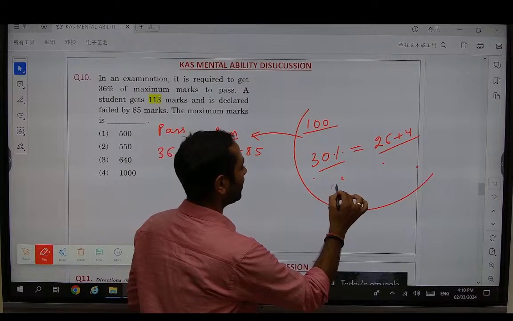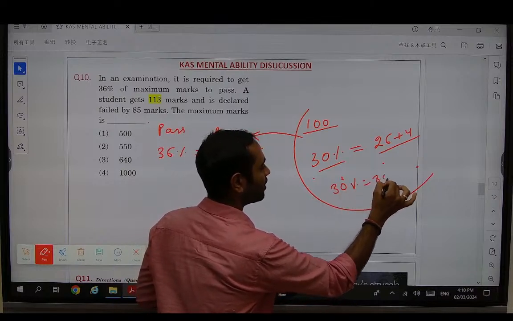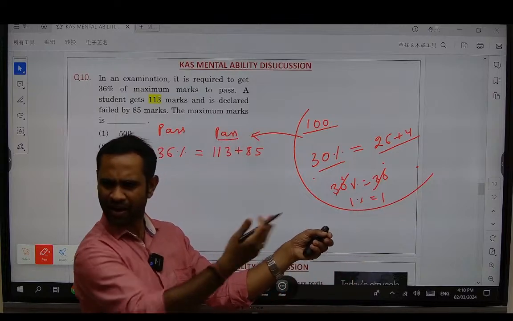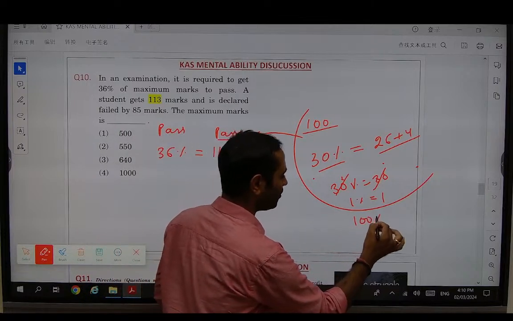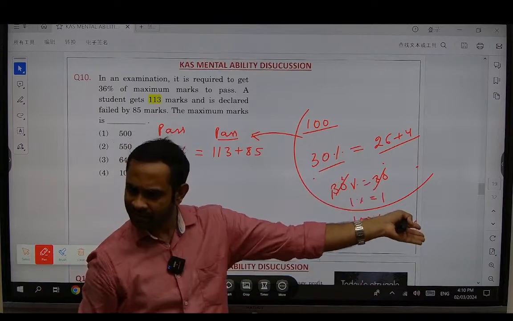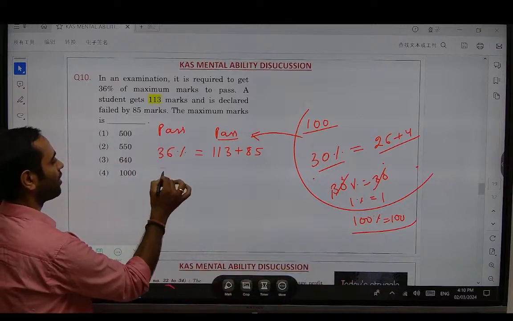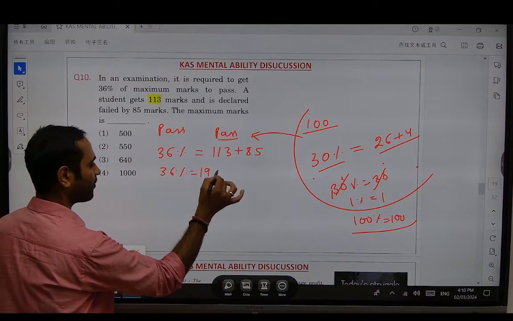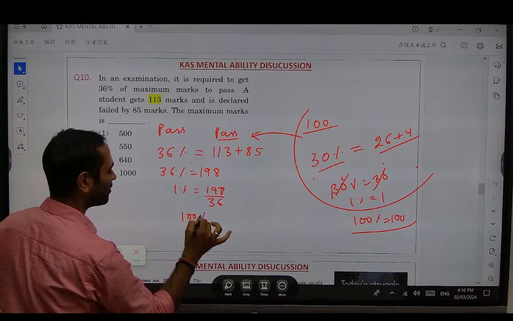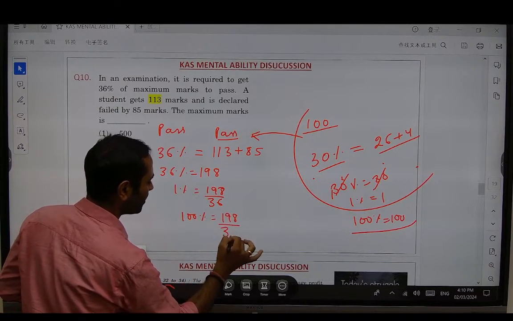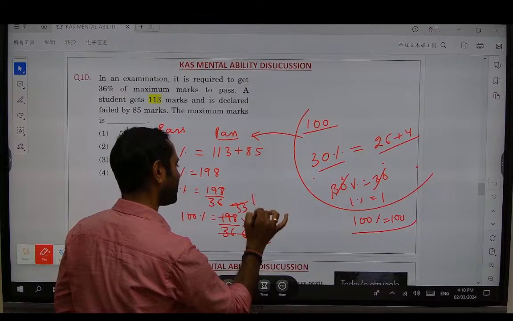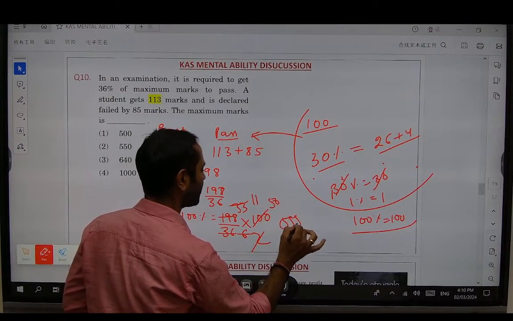Okay. Now here you see 30% is equal to 30. So 1% will be equal to what? 1. Now if I want to calculate 100%, multiply 100 on both sides. So 100% will be equal to 100. We are just trying to understand that I could have proceeded like this. If here like this, then why not here? So 36% is 198. So 1% will be 198 by 36. For 100%, multiply both sides by 100. They wanted the maximum marks, so 198 by 36 into 100. Then 6 sixes are 36, 3 twos are 6, 11 times, and 50 times. So it will be 550.